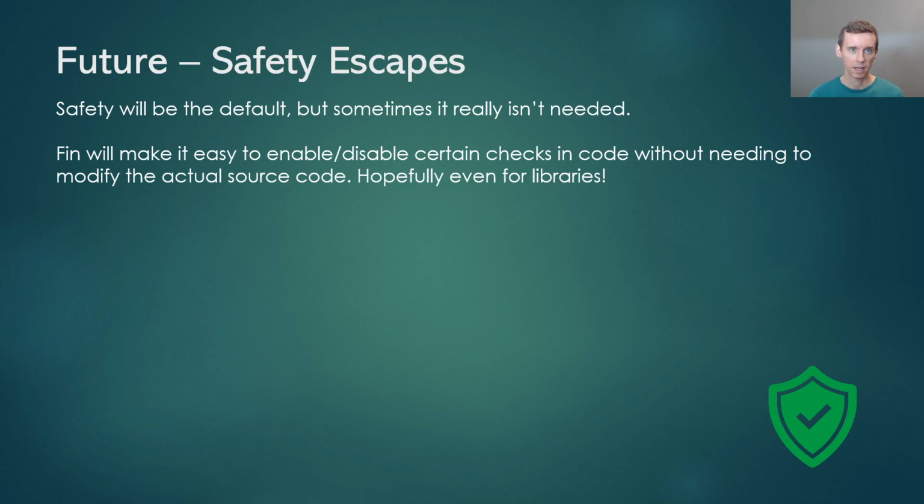And it would also be really cool if Fin libraries as they're written can provide some sort of tag so that the config can also disable checks in the library as well. We'll talk about this more later, but just an idea of where my mind is at right now.